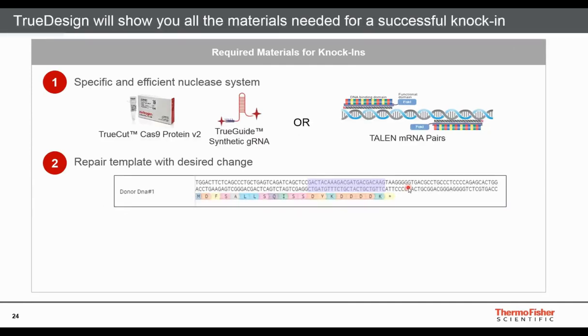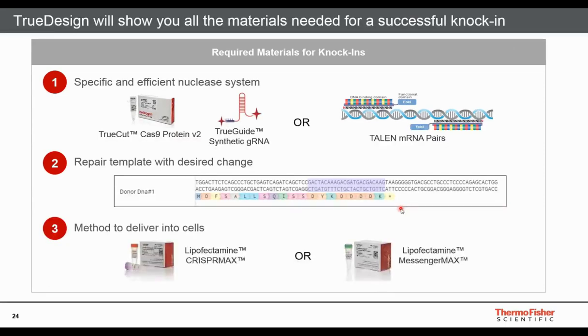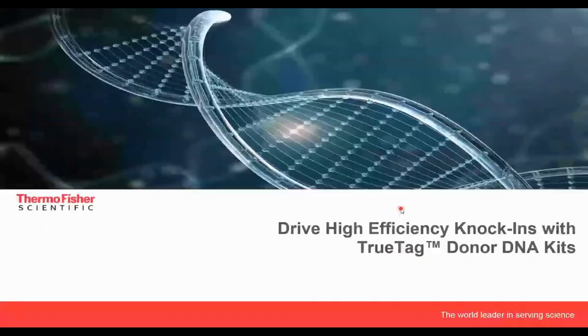Like we talked about, it's got our single-stranded DNA oligo here that would be recommended. It's displayed as double-stranded DNA to describe what it would look like. And we've got our left and right homology arms here. And then 3 methods to deliver in the cells. And the tool will recommend either Lipofectamine CRISPRMAX if you've chosen to go down a CRISPR-Cas9 editing pathway, or Lipofectamine MessengerMAX if you're going to be using the TALEN mRNA pairs. And so TrueDesign here is piecing all of these materials together to give you a comprehensive solution for knock-in genome editing and give you all the tools that are needed to have a successful experiment.